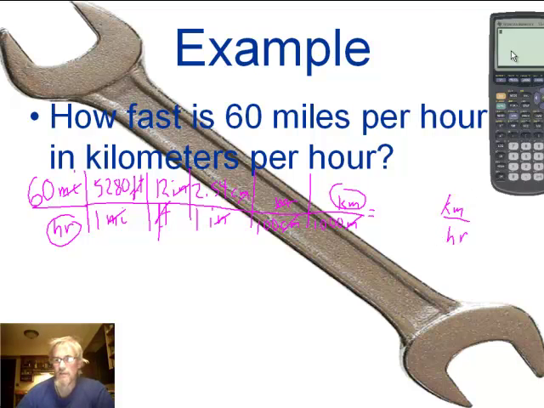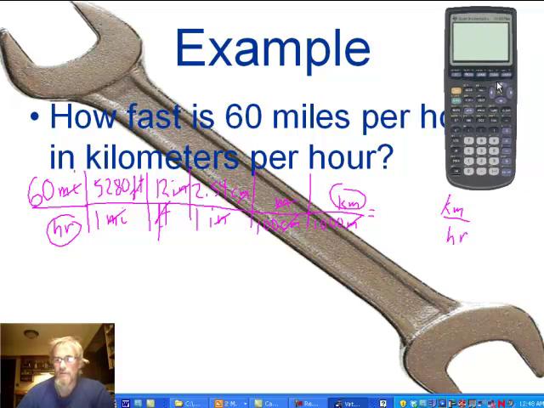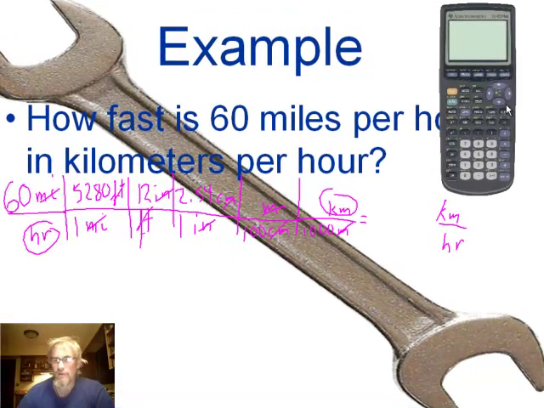Now, let's do the calculation. Pull my calculator into view here. I have to multiply everything in the numerator part here. So I'll go 60 times 5,280 times 12 times 2.54, and then it's 1 times 1, so I don't have to do anything else there.